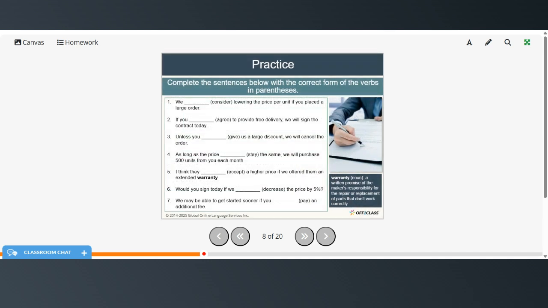All right, so now complete the sentences below with the correct forms of the verbs in parentheses. There's one quick vocabulary word. Warranty is a noun meaning a written promise of the maker's responsibility for the repair of replacement parts that don't work correctly. So go ahead and try those on your own and then restart when you're ready to see the answers.